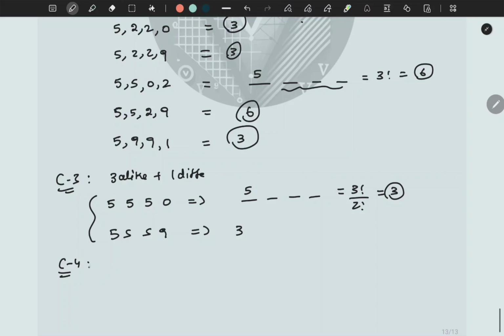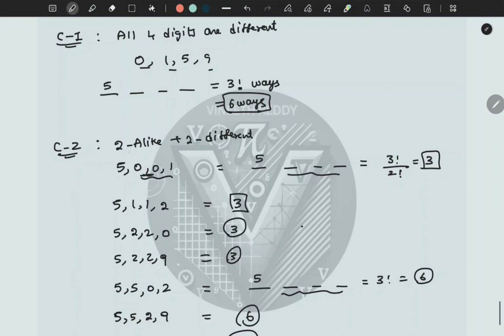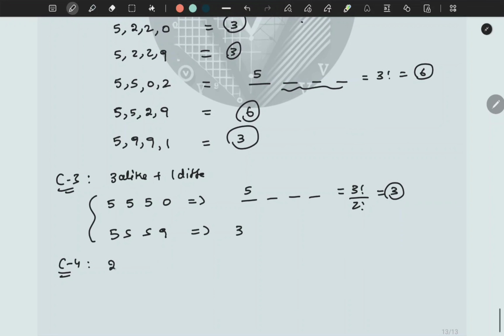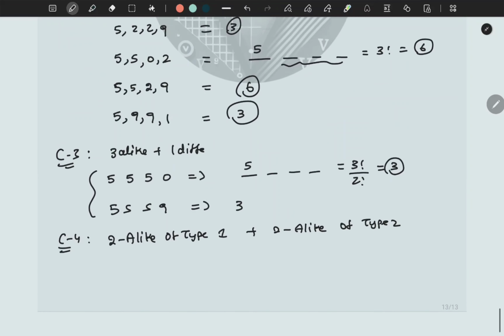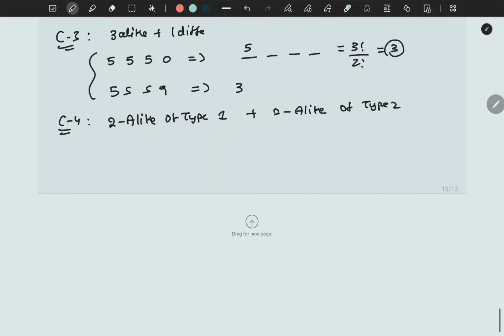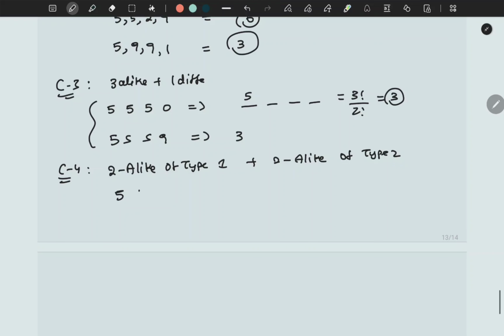Now case 4, dear students, what could be the other case? Here we have 2 alike plus 2 alike, 2 alike of type 1 and 2 alike of type 2, right? Now what could that be? That means 5 should anyways be present, so 5 should repeat twice. So 5 plus 5 is 10, dear students. Now can it be 2 zeros? No. Why can't we have 2 zeros? Because 5 plus 5 is 10, and 10 is not divisible by 3. What is the other option? 2 ones. Can we have 2 ones? Yes. 10 plus 2 is 12.